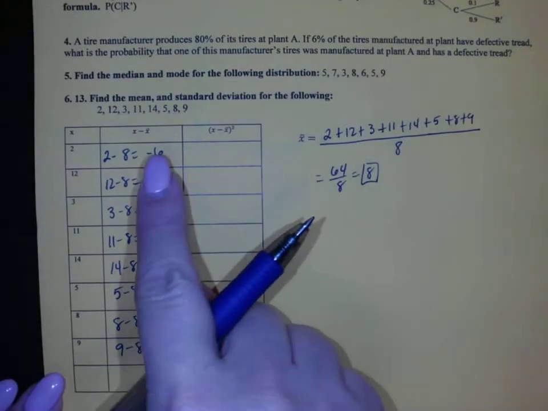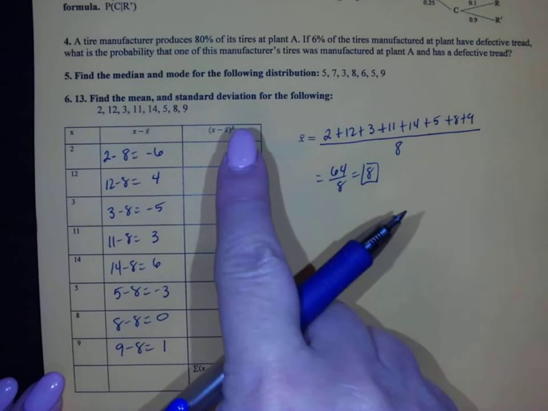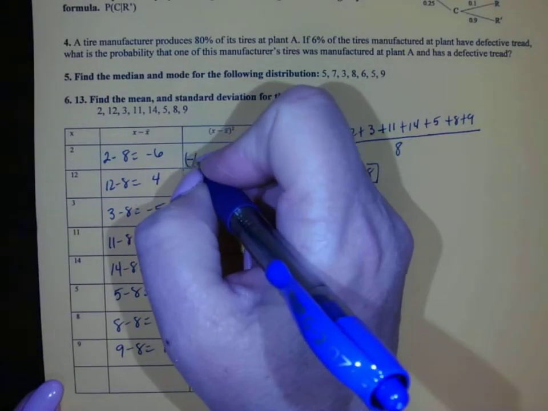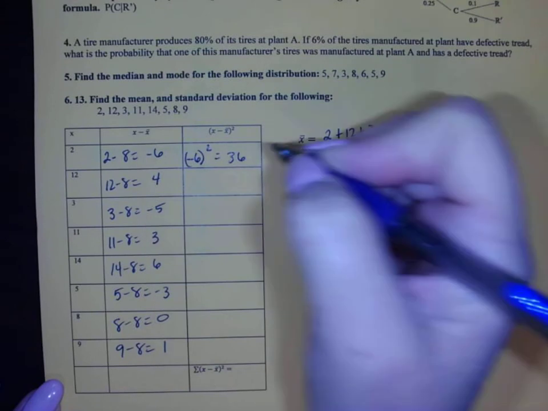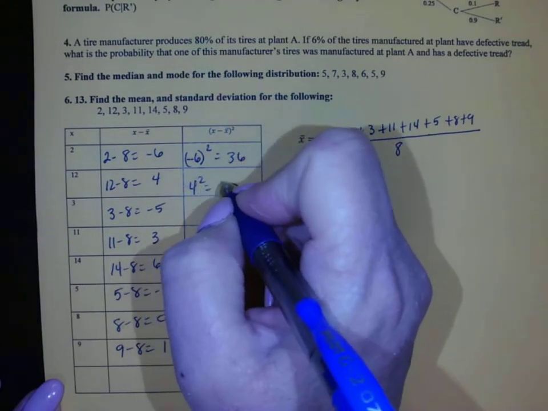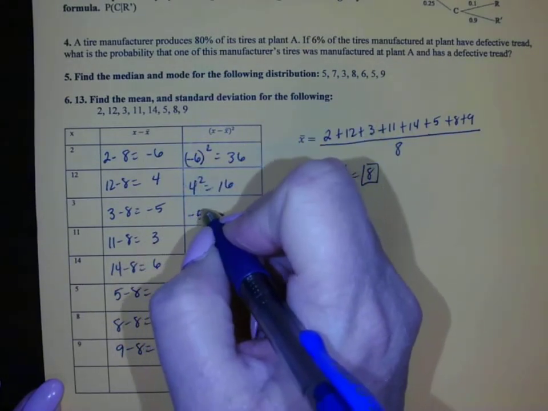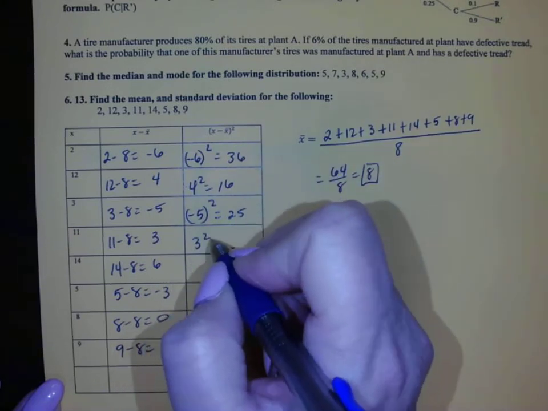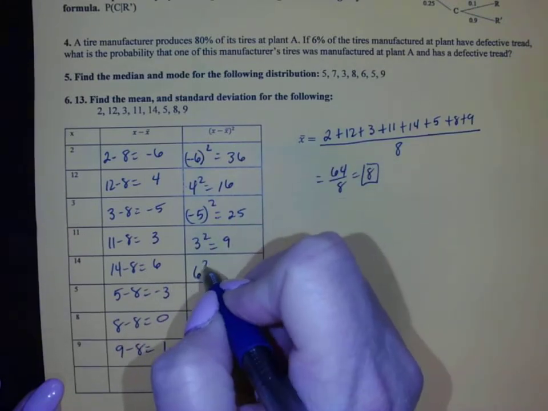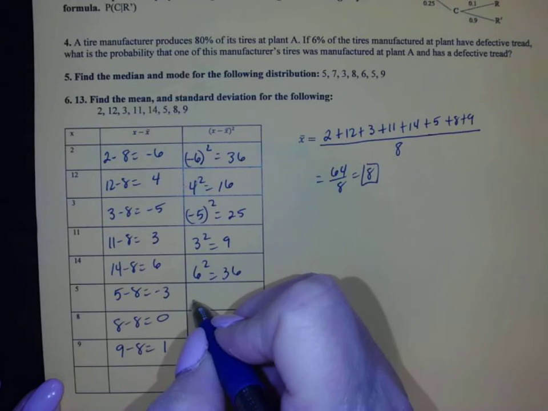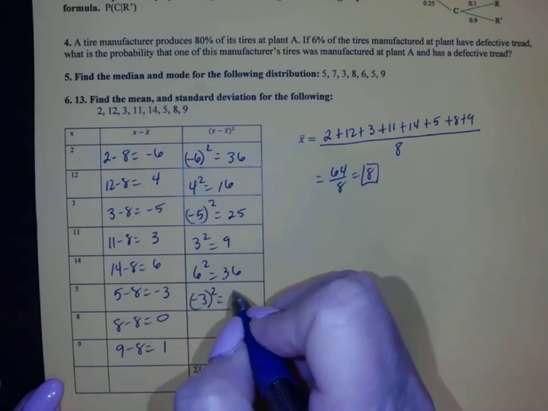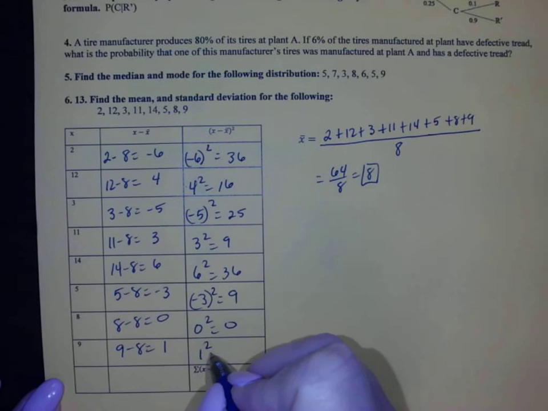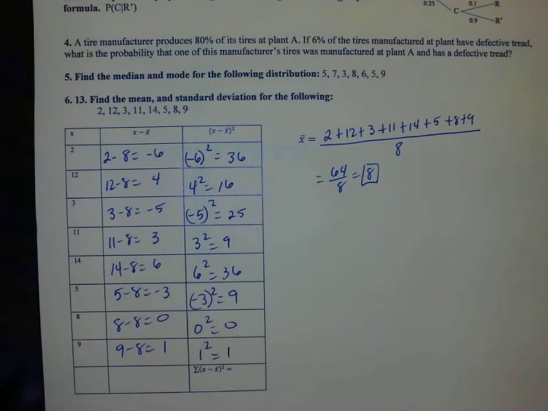Now over here, what we're going to do is square each of these numbers. And when you square a number, the whole number, you're going to get a positive. So negative 6 squared will be 36. 4 squared is 16. Negative 5 squared is 25. 3 squared equals 9. 6 squared equals 36. Negative 3 squared equals 9. 0 squared equals 0. And 1 squared equals 1.